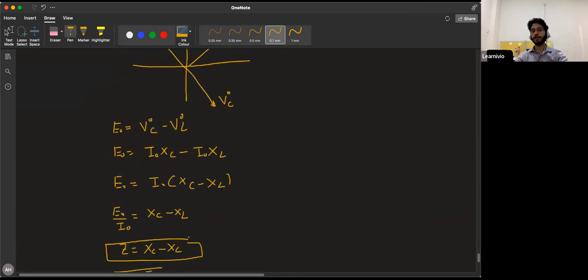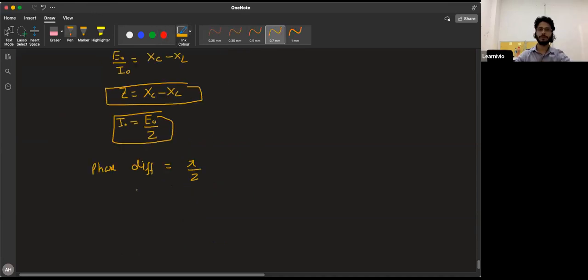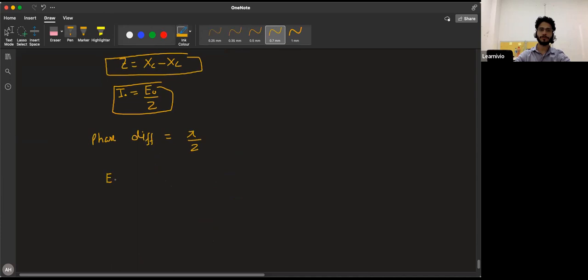And if you consider lead and lag here, this is your E naught now. It's very clear that EMF now lags behind current by a phase difference of pi by 2. So you can say that EMF lags current by pi by 2.